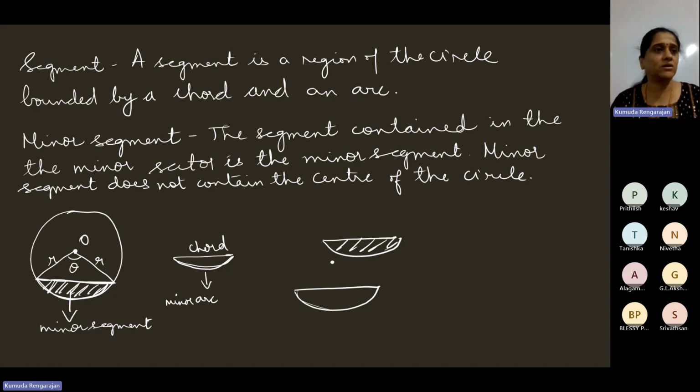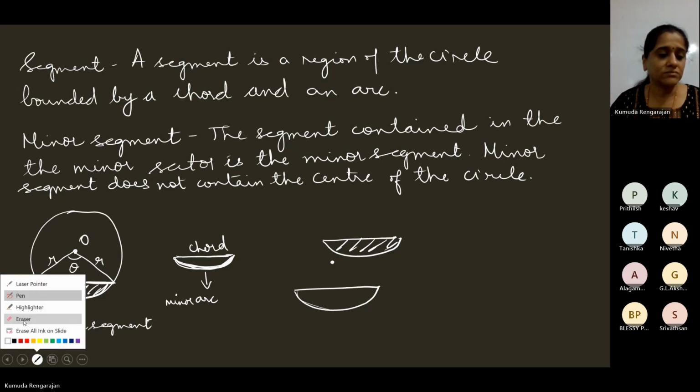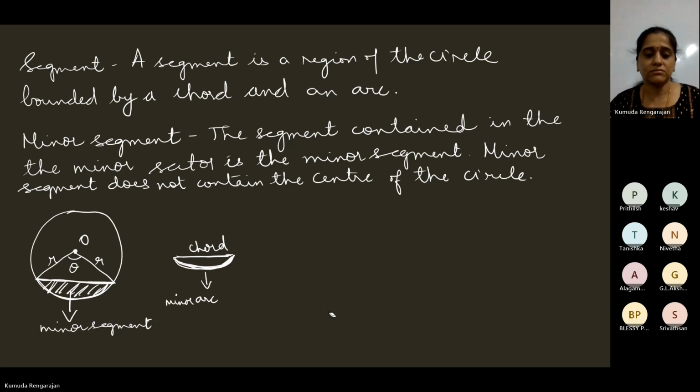So this is how the minor segment looks. The minor segment is a part of the minor sector. A sector is 2 radii and 1 arc. A segment is a chord and an arc. So you can see this is the chord, this is the arc. If it's the minor segment, this is the minor arc. Now, how do you find the area of this region? We have 3 cases.